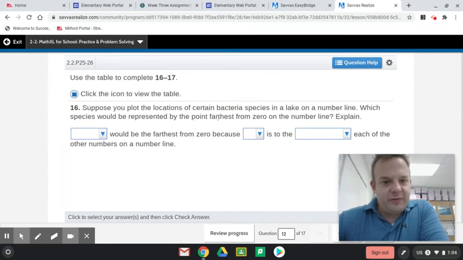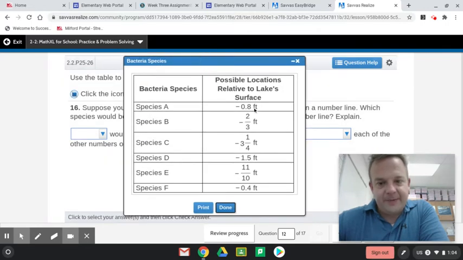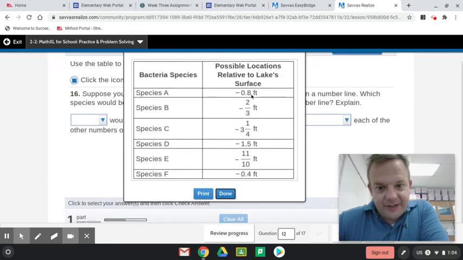So now, suppose you plot the locations of certain bacteria species in a lake on a number line. Which species would be represented by the point farthest from 0 on the number line? So let's see, which point would be farthest from 0 on the number line? Wow, well, they're all pretty close. I can see how someone would get confused by this. I recommend making a number line and showing this. Like, this is about -1, less than -1. This is pretty far away. Do you guys see how far away this one is from 0?